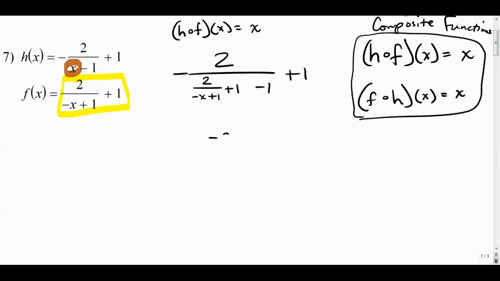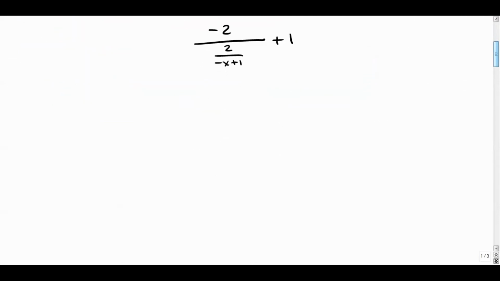So here we go. I'm going to put that negative up in the top. My plus 1's over here. The denominator, they kind of simplify to 0. So it's 2 over -x plus 1. Alright, so we want to clean this thing up. Got to do some algebra. Our goal here is to simplify this whole thing down to just x.